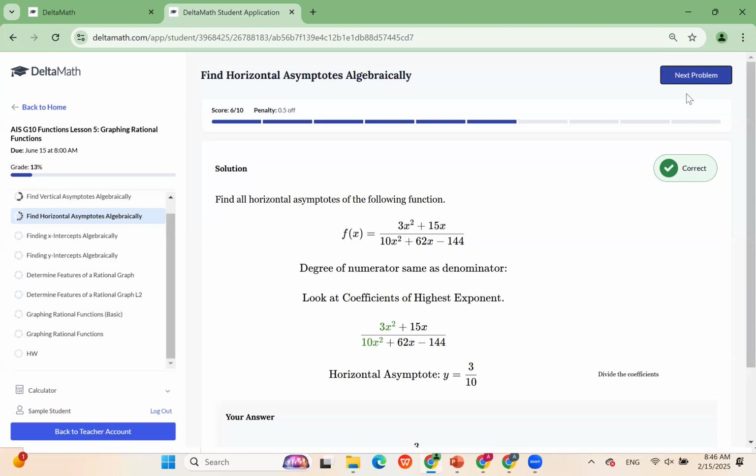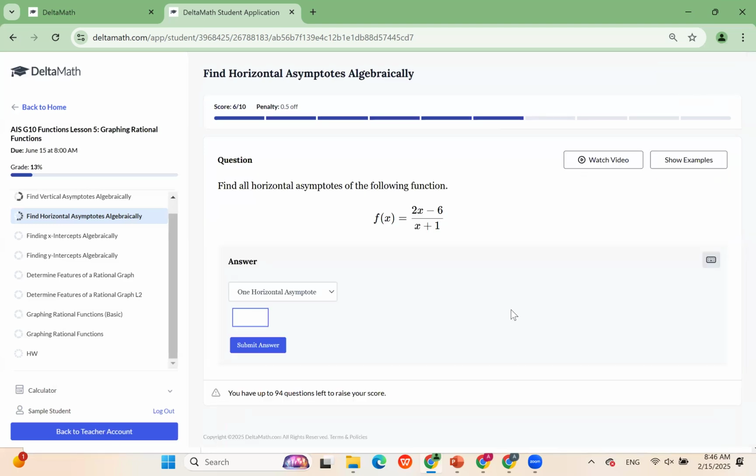Let's try another one. So we have here 2x minus 6 and x plus 1. You can ignore the smaller terms. We get 2x over x. You can cancel out the x. So y equals 2.